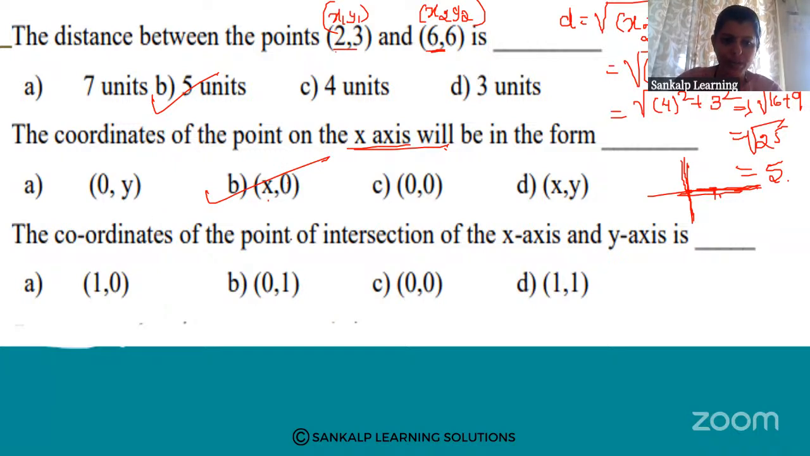The coordinates of the point of intersection of the x-axis and y-axis. So where the two lines intersect at point O, O is called the origin. At the origin, the coordinates are (0, 0). Yes or no? So option C is right. Intersection of the x and y-axis. This is the x-axis, this is the y-axis. So these two lines will intersect at point O. This is the origin. So the coordinates of the origin are (0, 0).